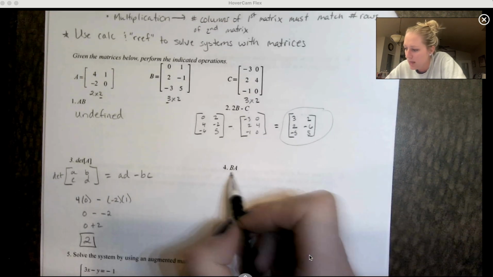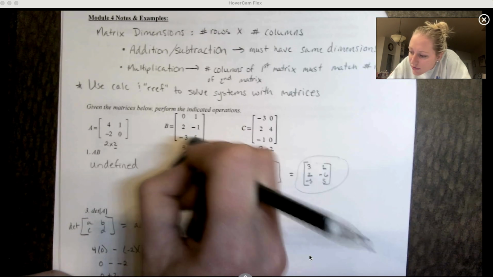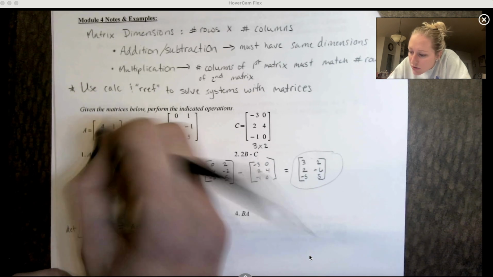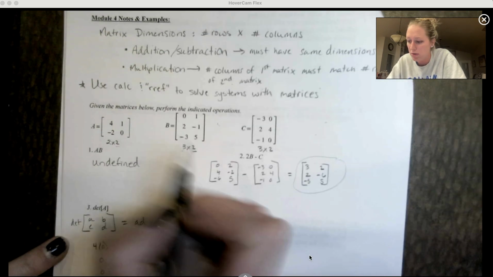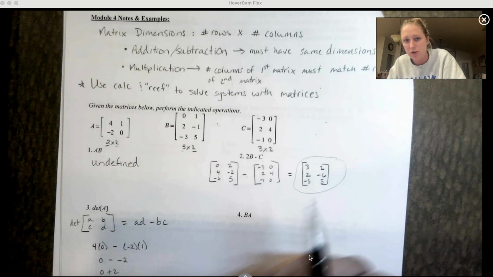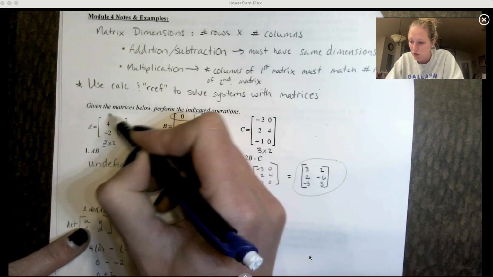All right, this one is asking me to do B times A. Now B is first. If B is first, the columns match the rows of A, so this one I can do. I'm going to do the rows of B times the columns of A.